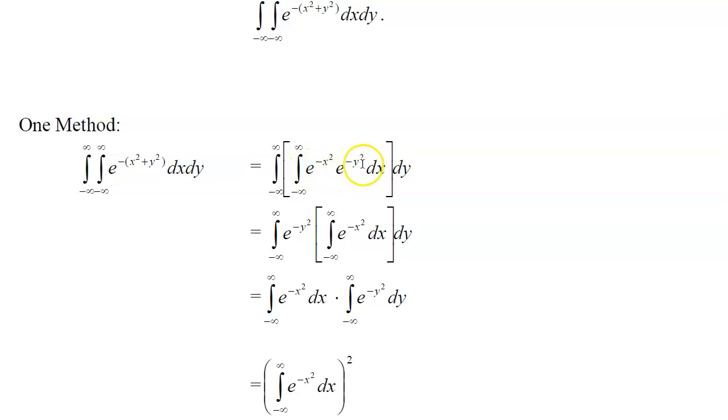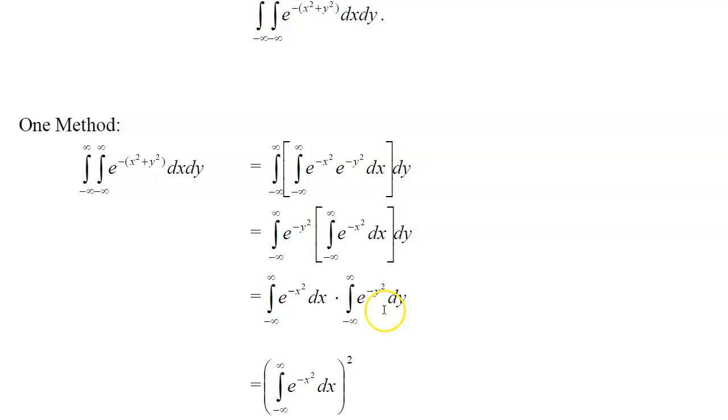But then notice this inside integral is really an integral with respect to x, and we have this e to the minus y squared. So that's constant with respect to x there. Right? So we can pull this e to the minus y squared out in front of the integral, and that's what I've done in this step here. Now this integral is actually just going to be a number. As long as this integral converges, it will just be some number, and we can take this number and pull it outside of this integral with respect to y. So we brought it out front.